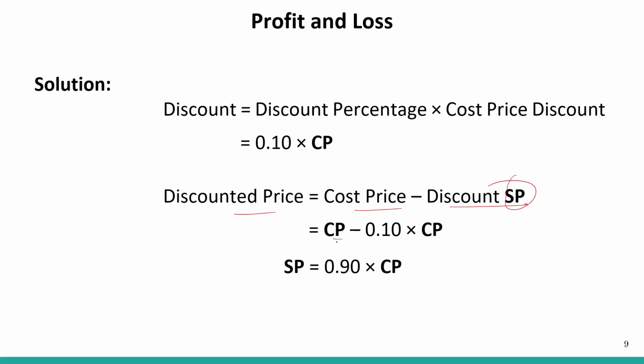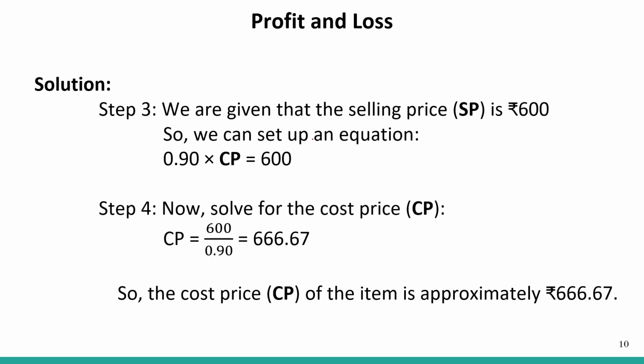So SP is equal to CP minus 0.10 into CP, which is the discounted price. So SP is equal to what? This much, that is 0.90 of CP. So after involving the x, what we are left with is x is equal to 600 by 0.90. So this will be 666.67. Because this implies that CP is equal to 600 by 90 into 100, right? So this is what we need to find out.